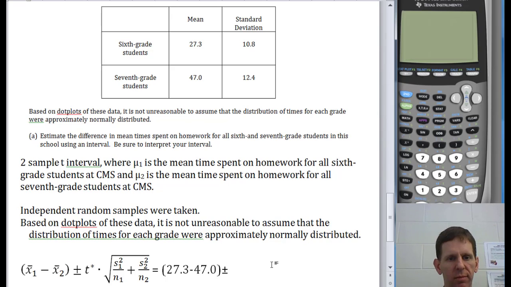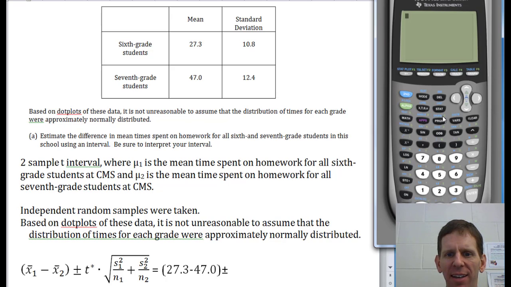T star. In order to find T star, we need to know the degrees of freedom so we can use that chart. Unfortunately, to find the degrees of freedom, we're going to have to use our calculator. So let's go to our calculator, and we're going to go back to Stat Tests. And we're going to select from this list the 2-sample t-interval.